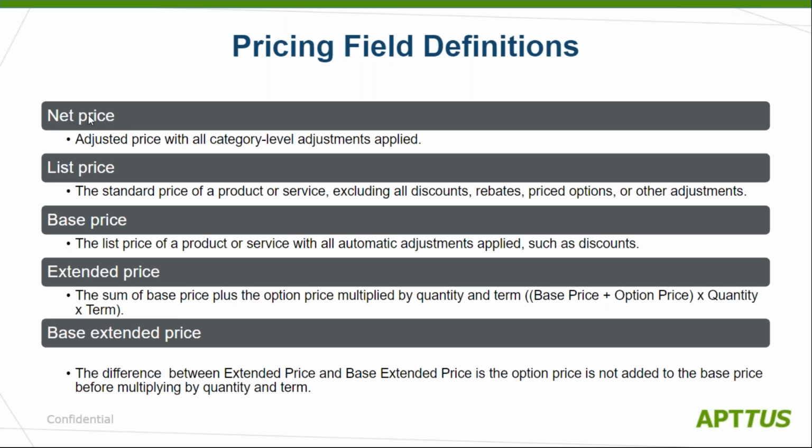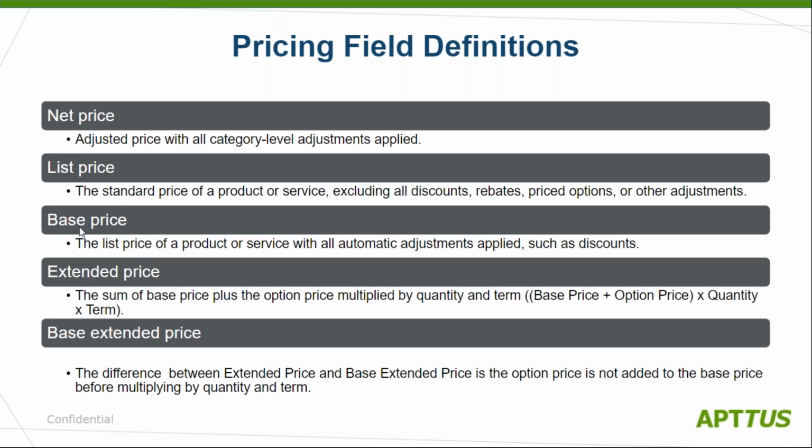The first is the net price, which is the adjusted price with all category level adjustments. Then comes the list price, the standard price of a product or service, excluding all discounts, rebates, priced options, or other adjustments. And then comes the base price, the list price for a product with all automatic adjustments applied, such as discounts. So whenever you apply a discount on the list price, it will be reflected in the base price.